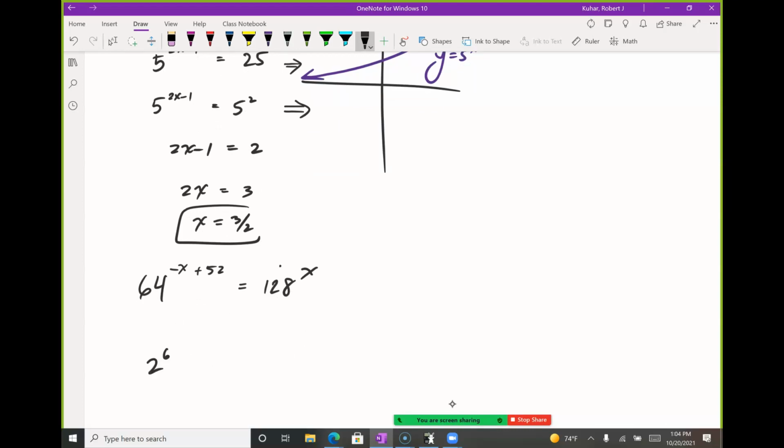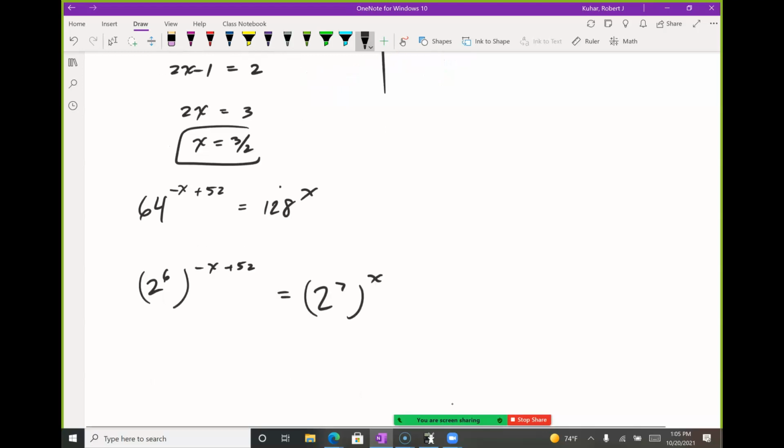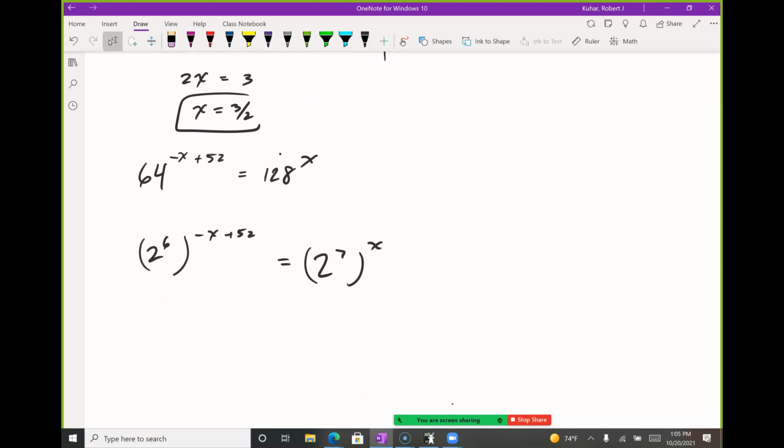2 to the 6th is 64, am I right? Say again. 2, 4, 8, 16, 32, 64. Yeah, 6, yes? Ryan, yes? Yeah. And 2 to the 7th is 128. So you can see here, I've got same bases now, both sides. But I'm raising a base to a power to a power.